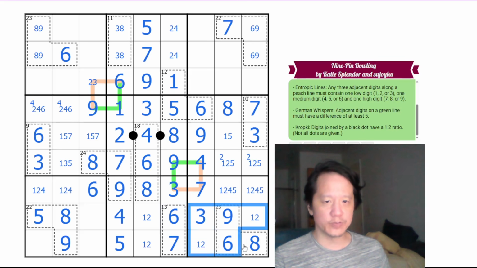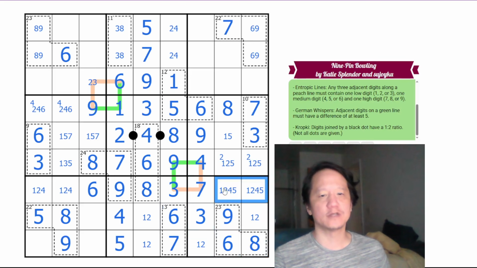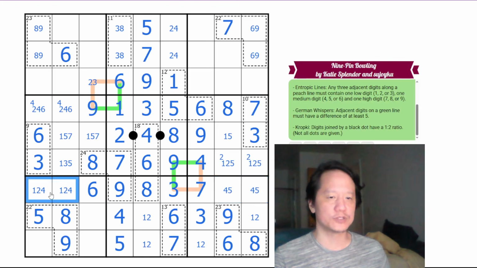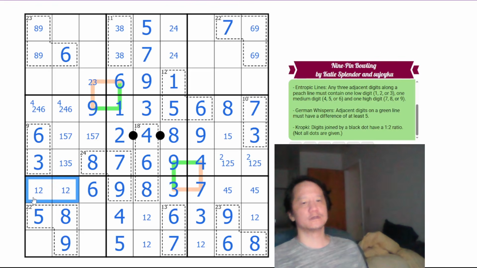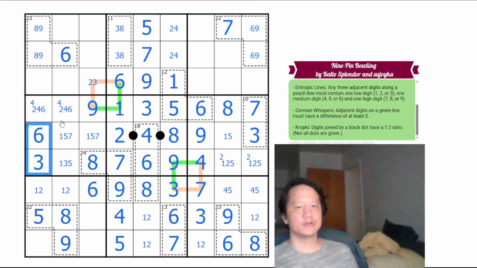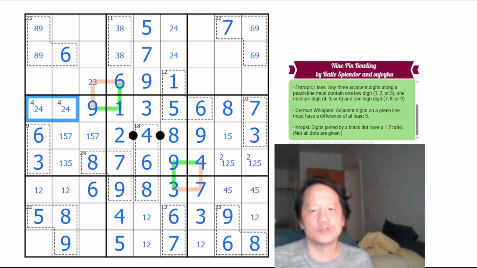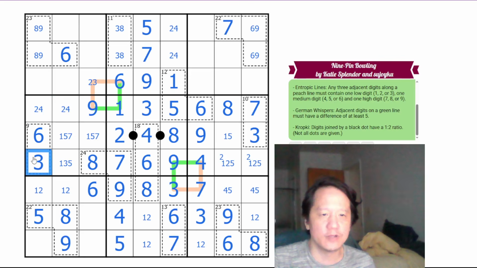We have a 1, 2 pair in this lower right-hand box, so that eliminates 1 and 2 in the rest of the box. So this is not 1 or 2, it's 4, 5 as a pair, which eliminates 4 and 5 in the rest of the row. So this can't be 4, which makes this a 1, 2 pair here. 3 and 6 eliminates 6 here, so that's 2 and 4. 3 eliminates 3 here. This has to be 1, 5, and 7.